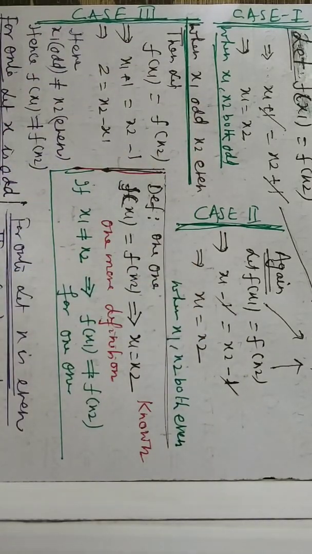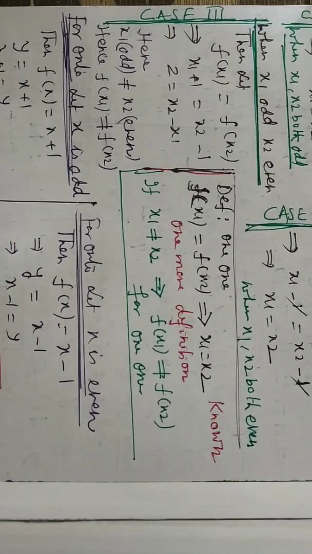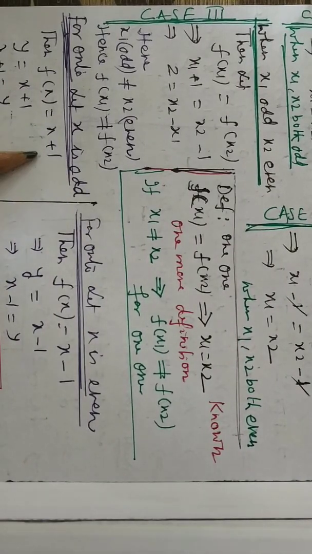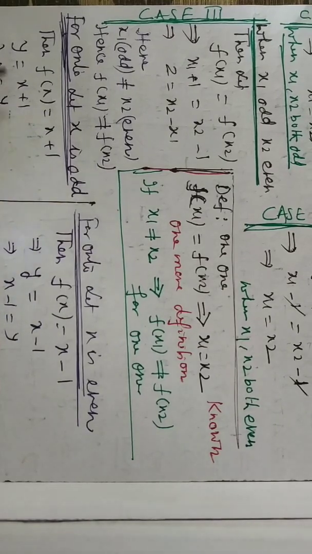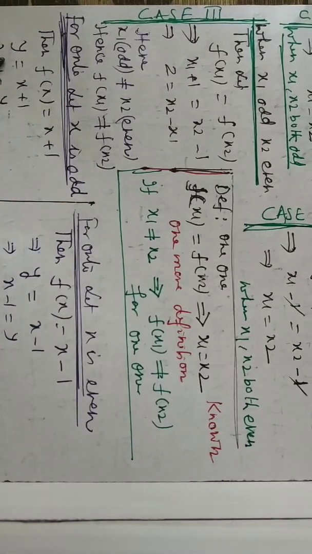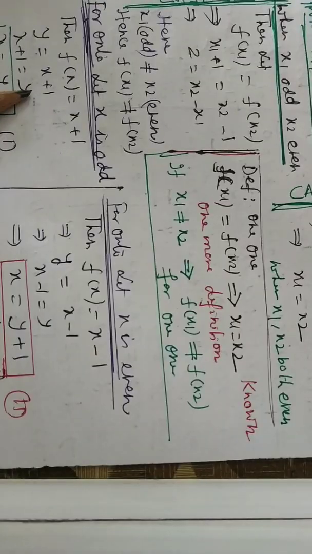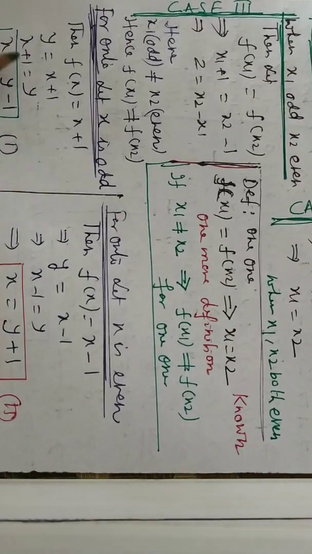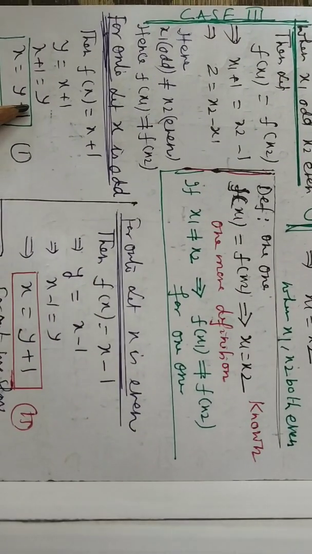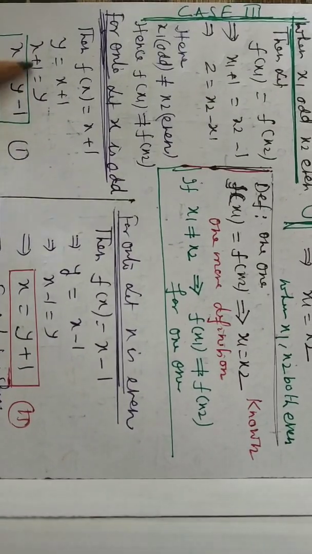Now for onto function, let x be odd. Let x be odd, then f(x) is equal to x plus 1. And write f(x) is equal to y. y is equal to x plus 1. So x plus 1 is equal to y, hence x is equal to y minus 1 first.